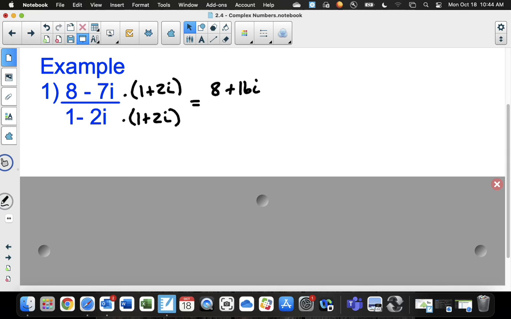Then we take the negative 7i and distribute that. We end up with minus 7i minus 14i squared over, which we'll clean up in a second. Distribute the 8, distribute the negative 7i. Same thing in the denominator. Distribute the 1. So I get 1 plus 2i. Then distribute the negative 2i. Negative 2i times 1 is negative 2i. Negative 2i times a positive 2i gives you a negative 4i squared.